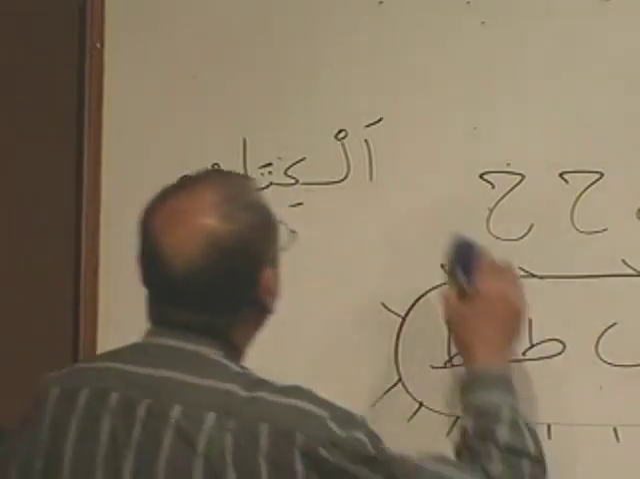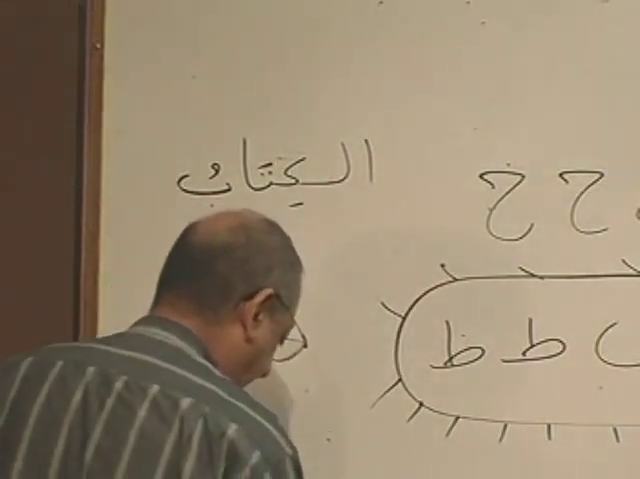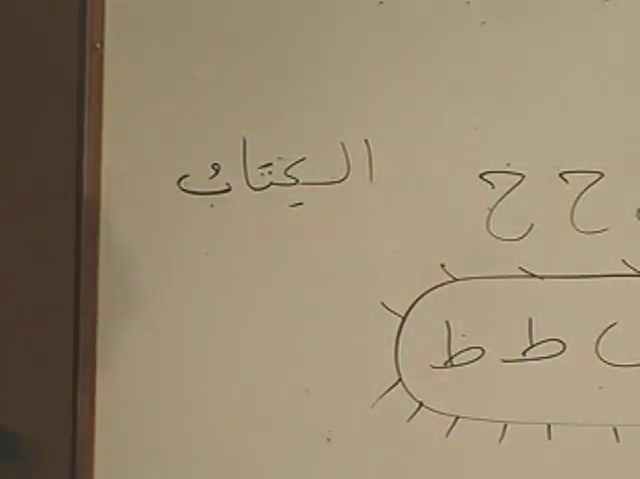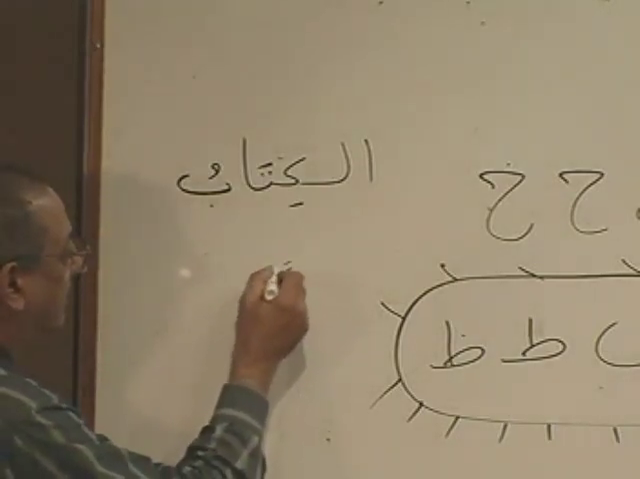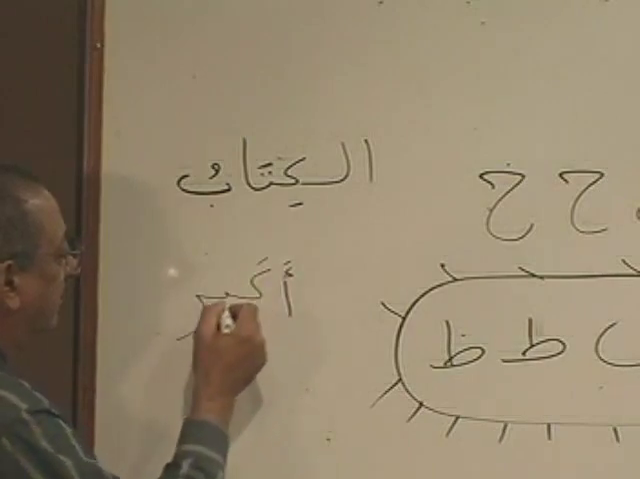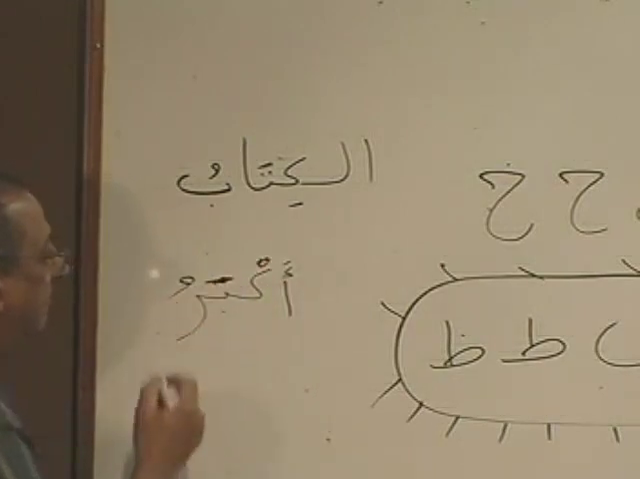Now, I am not putting them. Okay. If I write Al-Kitab, I will write like this. But if I write, brother, what did I write down? Akbar.